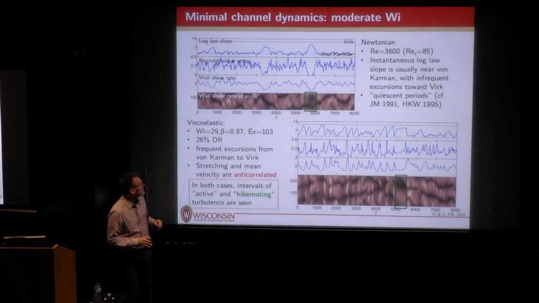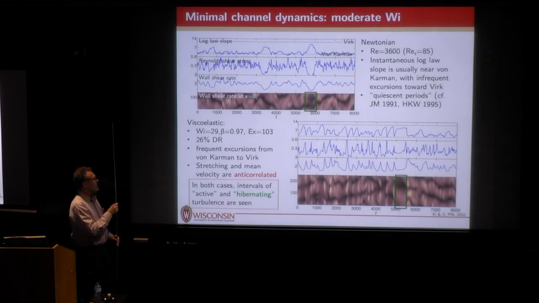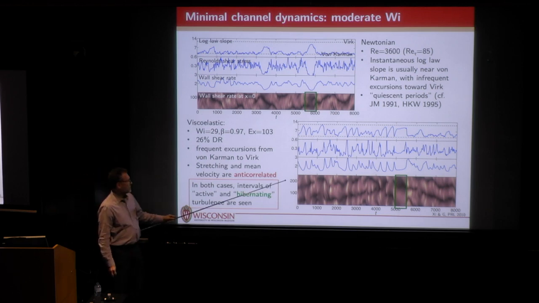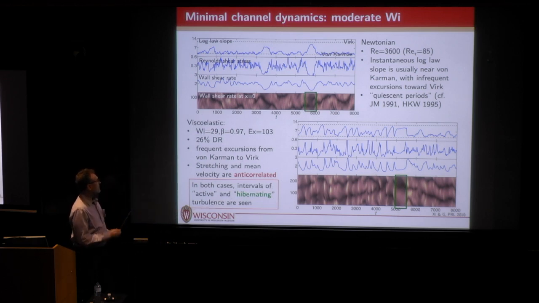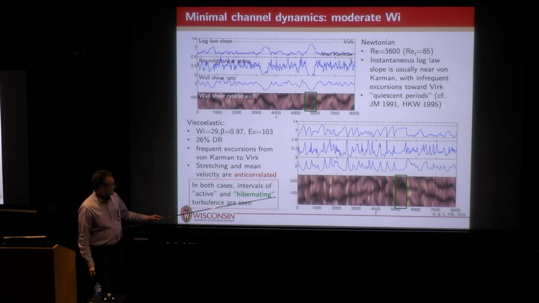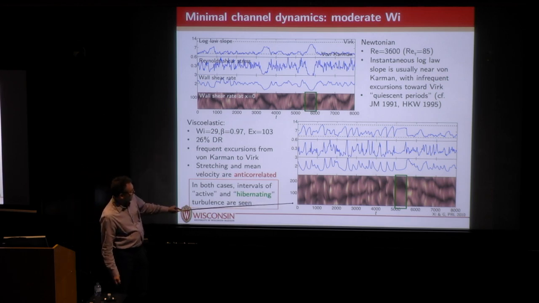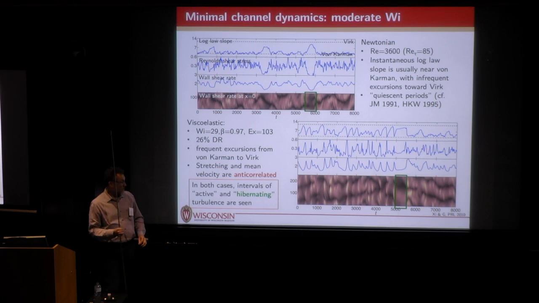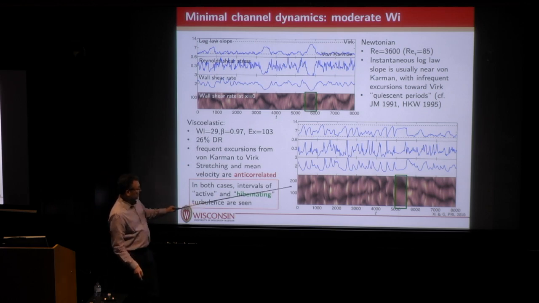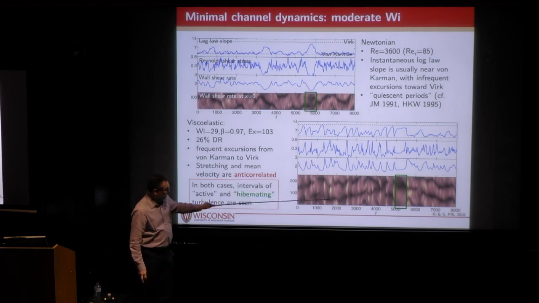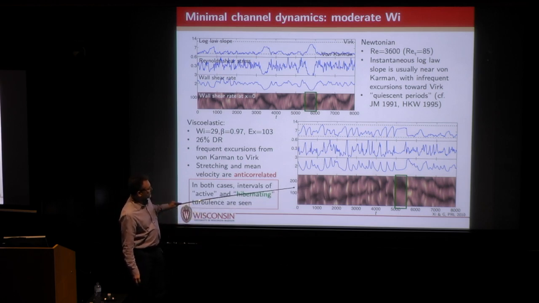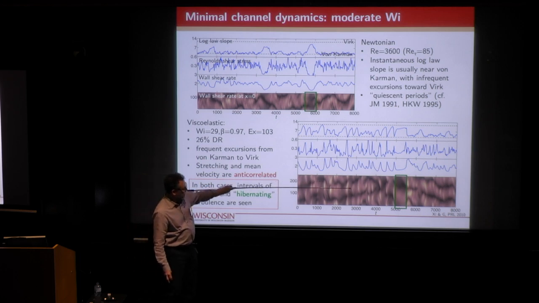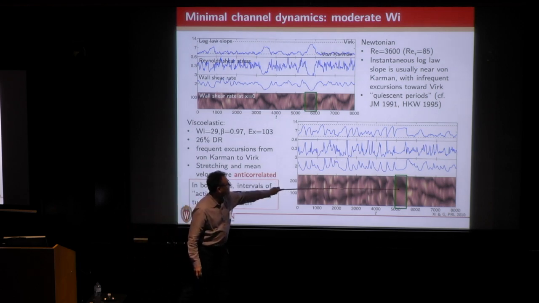A couple of key observations. Let's start with this one. This is at a Weissenberg number of 29, and let's just look at this bottom case here. This is just wall shear stress at basically a line at constant streamwise position as a function of time. There are lots of fluctuations here. These regions here would be low speed streaks, so those are low wall shear stress regions. And what comes through here is there are long intervals where the dynamics are relatively smooth.